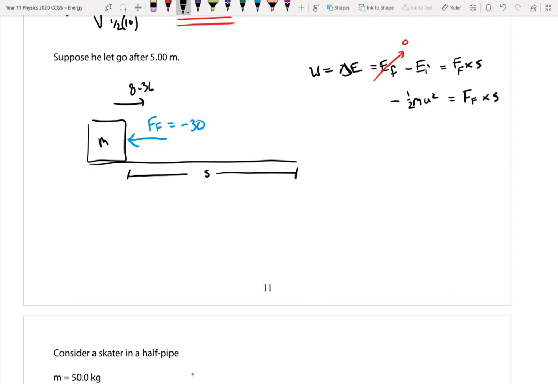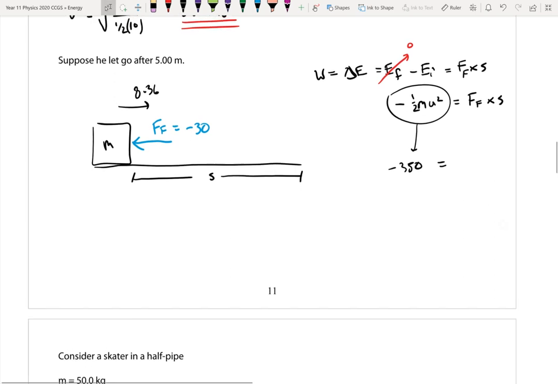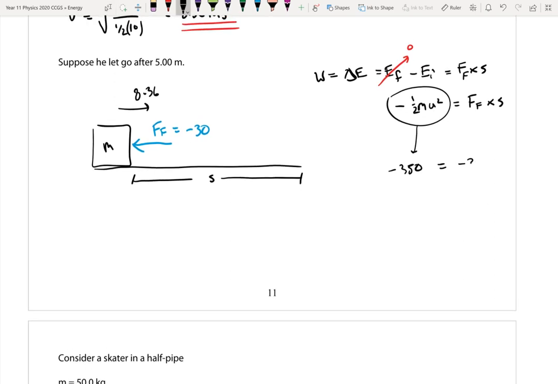We already figured out what this value was. It was 350. That was the kinetic energy that it had. Now it's going to have none, so it's lost 350 joules. Negative 30 times s, and we get 11.7 meters. All right, so that thing would continue sliding for 11.7 meters. It would lose what little energy it had.